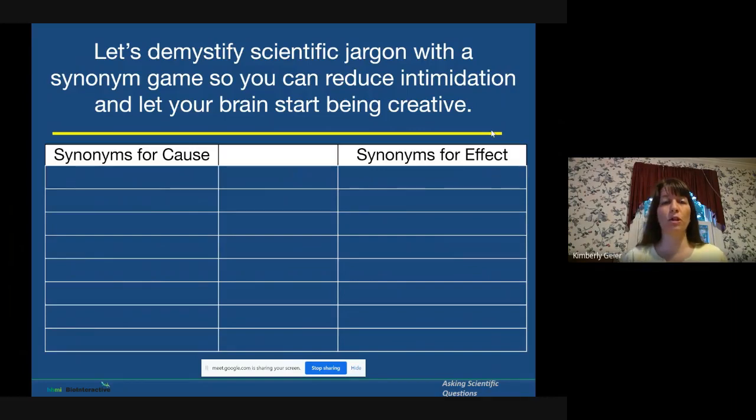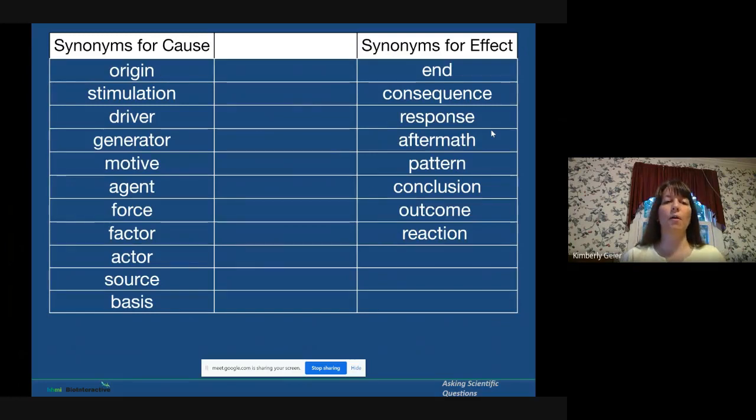Since you're doing this at home, you could even use a thesaurus if you have one laying around or on your phone or something. But really try to come up with some ideas for cause and some ideas for effect. So I came up with some words for cause and effect. This is my list. Some synonyms for cause that I came up with: origin, stimulation, driver, generator, motive, agent, force, factor, actor, source, basis. You might have come up with some other ones, as long as these are all synonyms for cause.